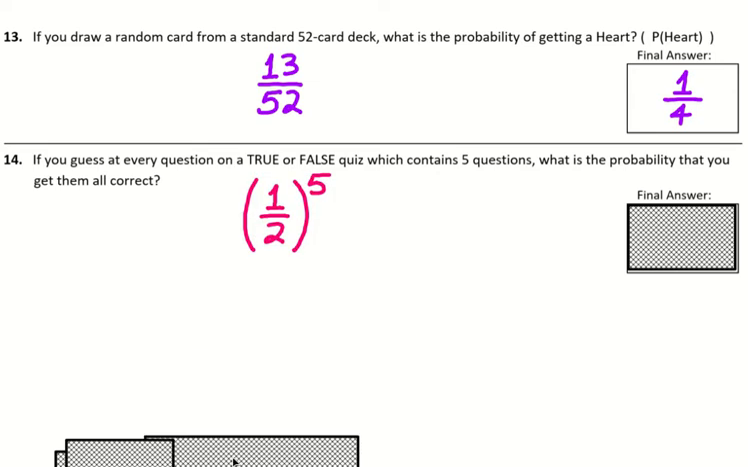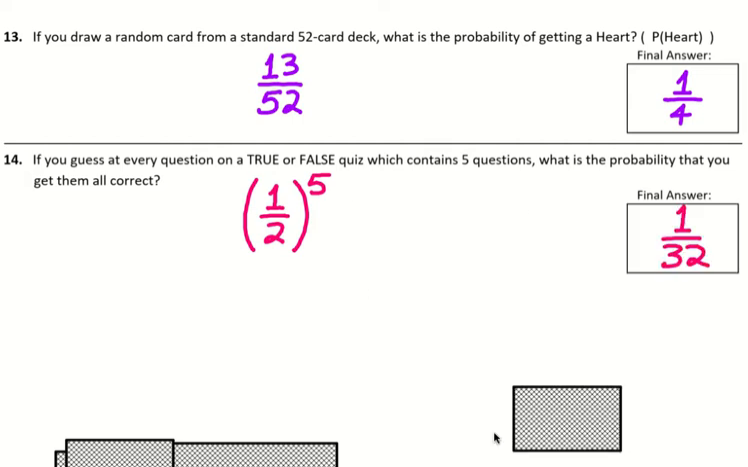And in this case, it's always 1/2. You have a 1 out of 2 chance of getting the first question right, and then a 1 out of 2 chance of getting the second question right, and the third, and the fourth, and the fifth. So it's just going to be 1/2 times 1/2 times 1/2 times 1/2 times 1/2 to get that. Or something equivalent.